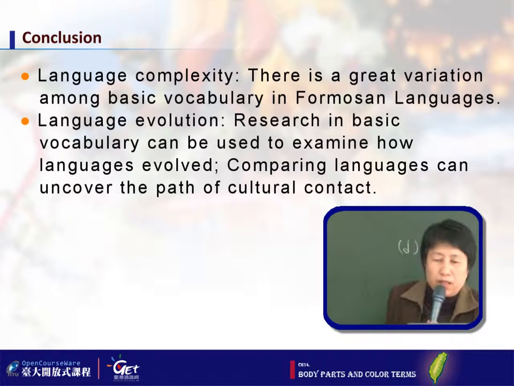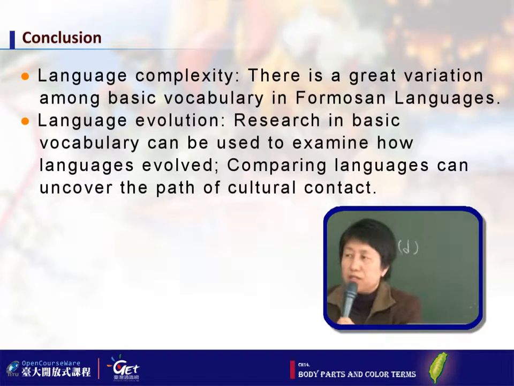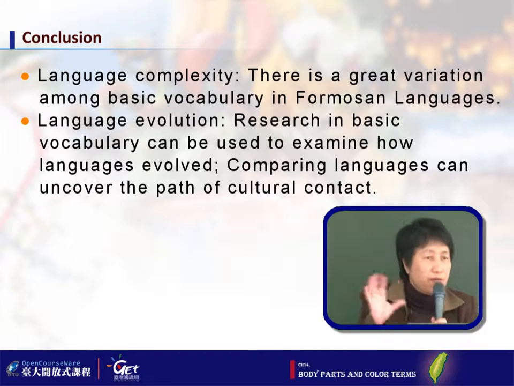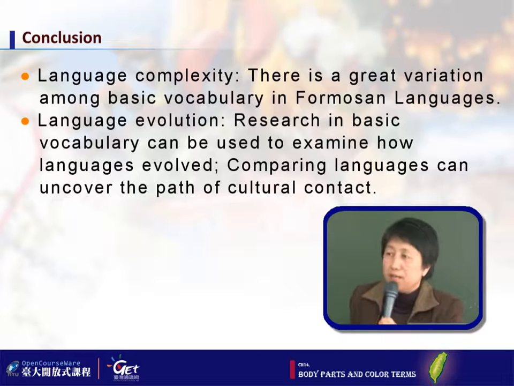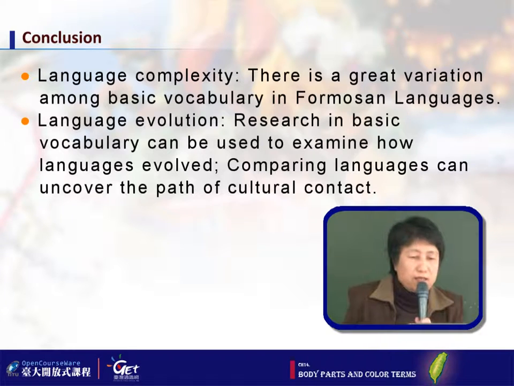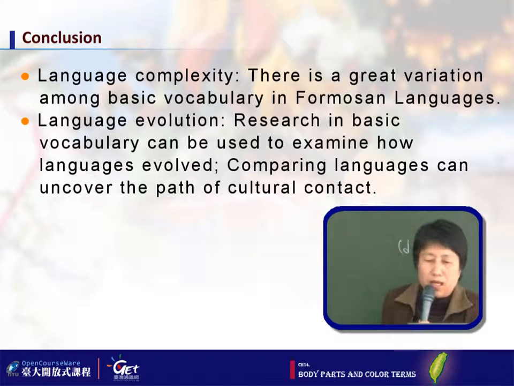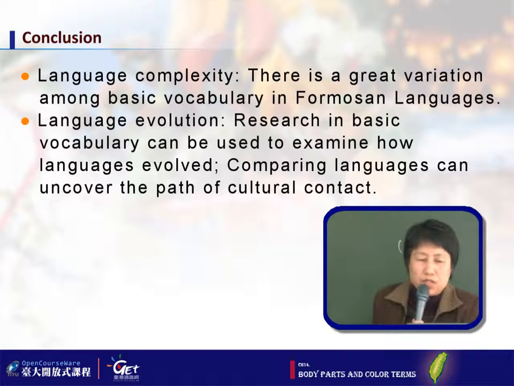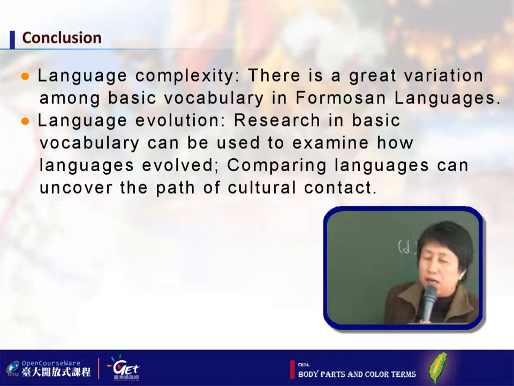So I just want to conclude here that we looked at the body parts and then the color terms. We see there is great variation among basic vocabulary in Formosan languages. The language is very complex. It shows very complex patterns just in terms of the use of these two types of vocabulary. That complexity confirms the previous research that the Formosan languages retain most of the old features in the Austronesian languages. And in terms of language evolution, the research in basic vocabulary can be used to examine how language evolved.